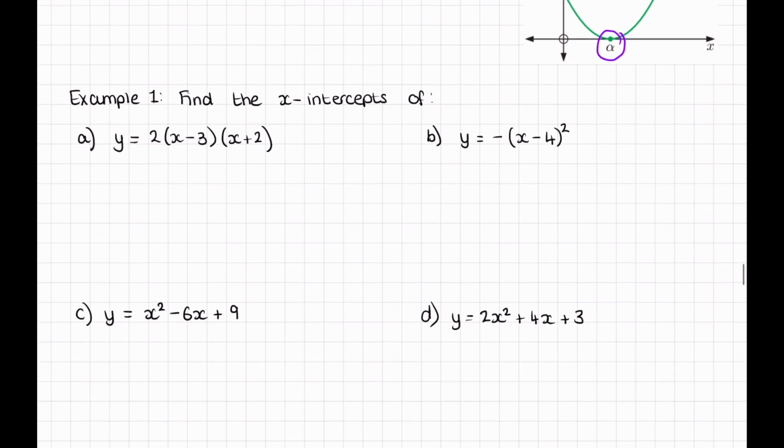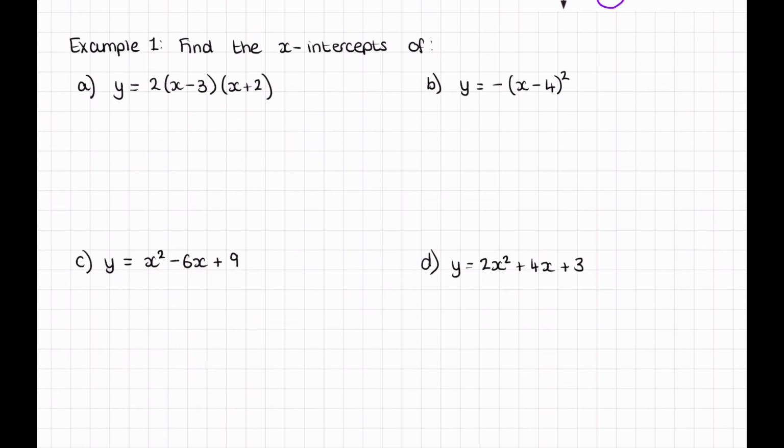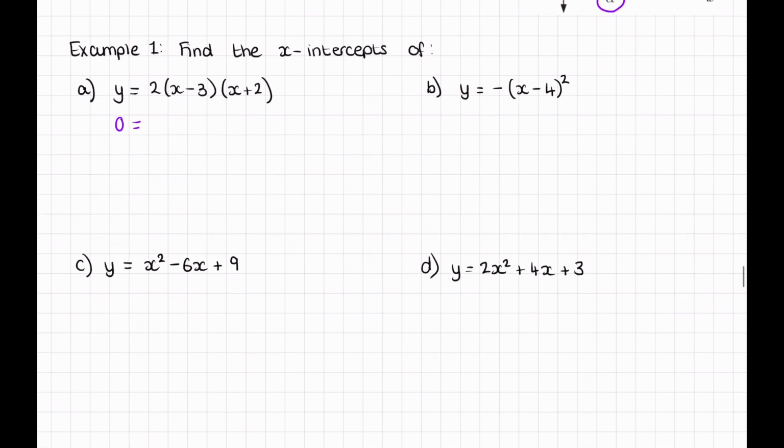In this example, we're going to find the x-intercepts of all these four equations. First of all, y equals 2, bracket x minus 3, and the next bracket x plus 2. To find the x-intercepts, it is when y equals 0, and we go back to our knowledge of the null factor law. For this to equal 0, we would need x minus 3 to equal 0, or x plus 2 to equal 0, and this will give our x-intercepts. So x would equal 3, and x would equal negative 2. They are the two intercepts.